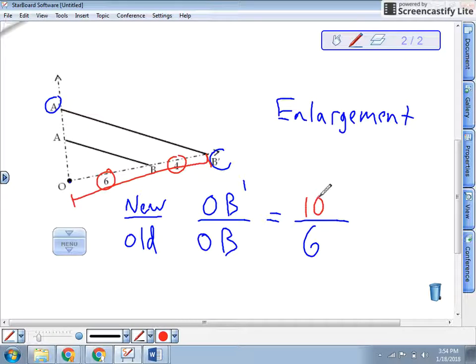What's the greatest common divisor? What goes in both of those? So our final answer is 2. So the final answer would be 5/3. So it's got a scale factor of 5/3. So there you have finding the scale factor and determining whether a dilation is an enlargement or a reduction.